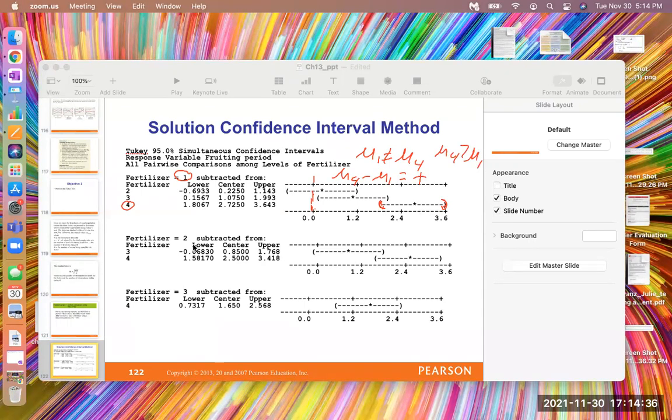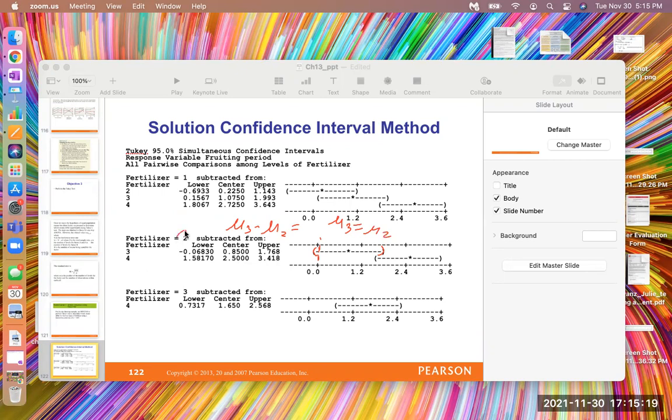Now they compare fertilizer 2 to 3 and 4, because they already compared 2 to 1 up here. So 2 to 3, they took the mean of 3 and subtracted 2 from it. So that means 2 is taken away from 3, and they got this interval, and it does barely contain 0 right here, right? So we think that the mean of 3 is equal to the mean of 2.